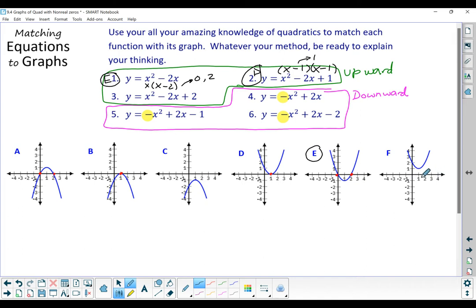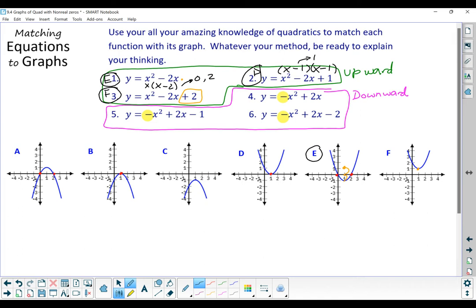You could also think of this as being shifted 2 units up from the equation for graph E. So think about if you shifted this 2 units up, it would have a vertex right there at 1, 1. So that is graph F. So there's a lot of ways you can think through these. All of those ways of thinking about quadratics, and if you can be really fluid about how you think about these, that's really awesome.